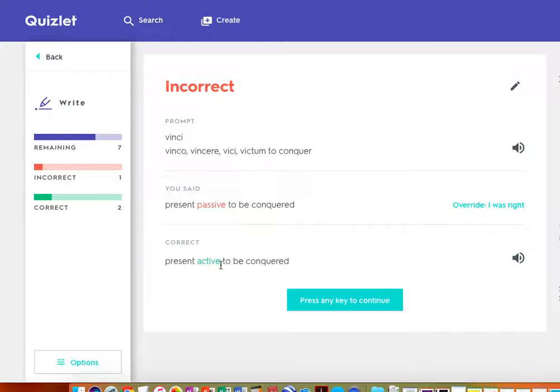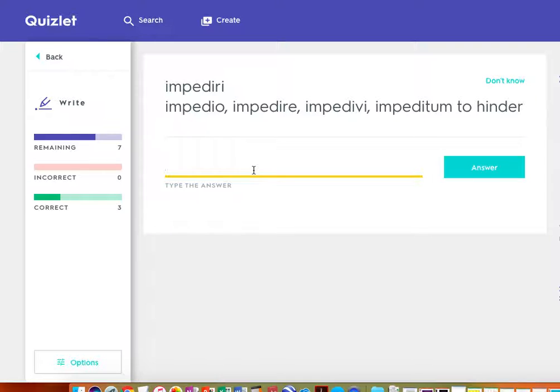I'm actually correct. I see that the answer on my Quizlet flashcard is wrong. It says present active, but it really is the present passive. Impedire. I see this ire, which reminds me of the second principal part, but it ends with an I instead of an E, so that makes this the present passive infinitive, and I will translate it as to be hindered.